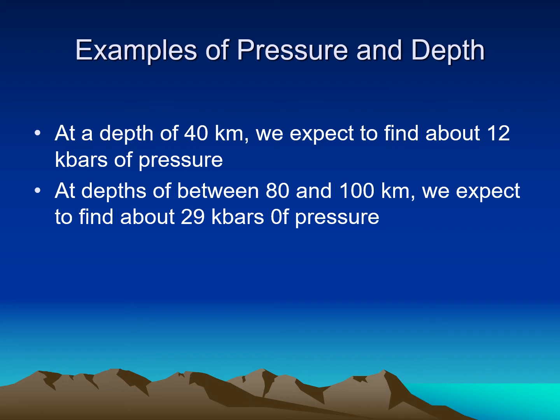Examples of pressure and depth. All right, just some examples. No, you do not need to know this for your second exam. At a depth of roughly 40 kilometers, which is about the average thickness of continental crust, we expect to find about 12 kilobars of pressure, or 12,000 times the pressure we are experiencing right now. At a depth of between 80 and 100 kilometers, which is roughly the average thickness of an oceanic plate, the whole plate, we expect to find 29 kilobars of pressure, or 29,000 times the pressure we are experiencing right now.